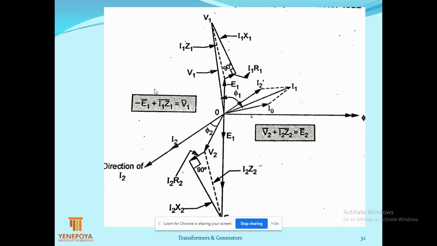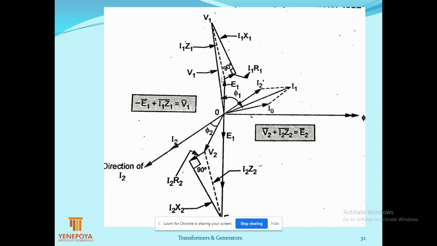Next, we have to get this equation: V1 is equal to minus E1 plus I1 into Z1. Get minus E1: E1 is here, and minus E1 is the opposite, 180 degree phase. You mark here minus E1. This part I will not explain again. This is the same. I want to get I0, IC and IM, to get I1 from I0 and I2 dash. Extend I2 here, extend the same line in the opposite direction to get I2 dash.